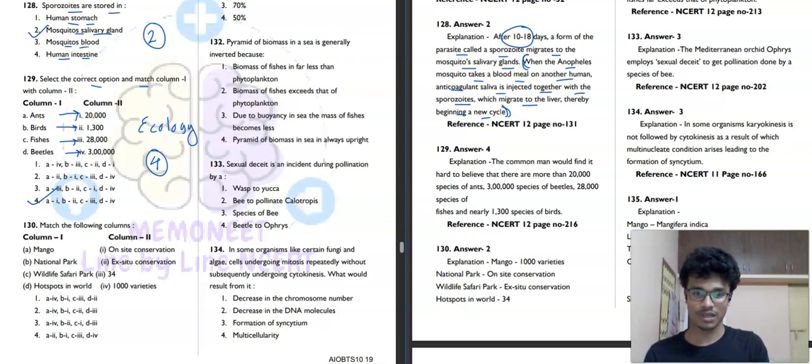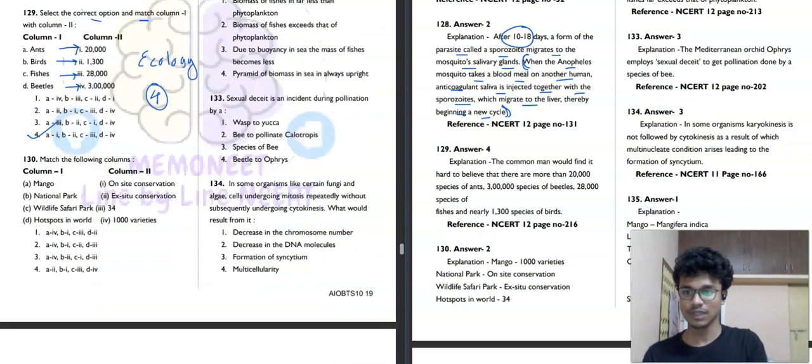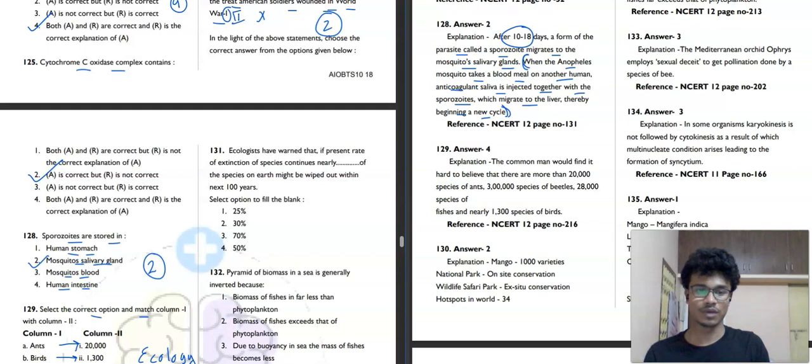Moving towards the next question, 130. Match the following columns, column first with column second: Mango, National Park, Wildlife Safari Park, hotspot in the world. So basically mango, almost 1,000 varieties. Then National Parks are on-site conservation, that means in situ conservation. Wildlife Safari Park is ex situ conservation, and hotspots in the world are 34. So matching all these options, we will get that the second option will be your correct answer for this question. Moving towards the next question, that is 131.